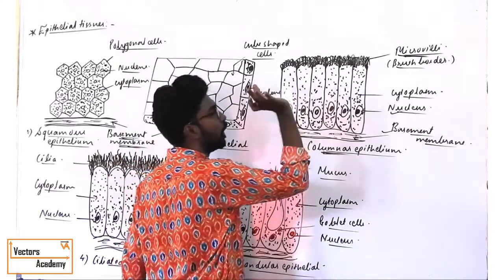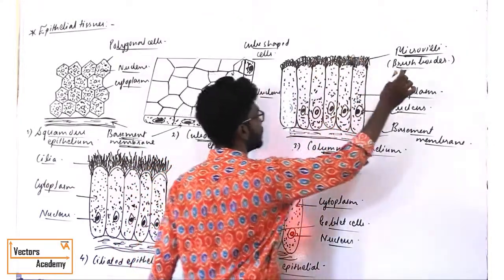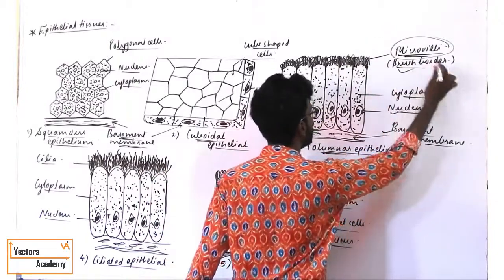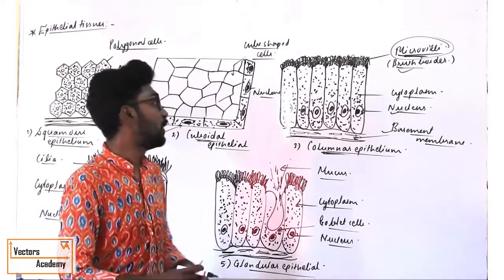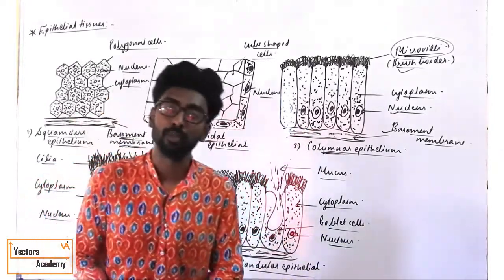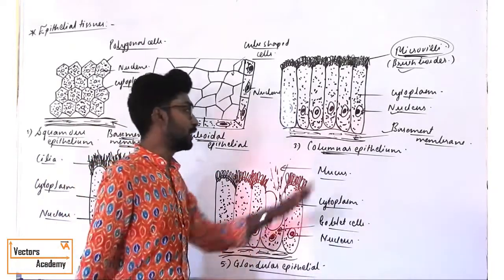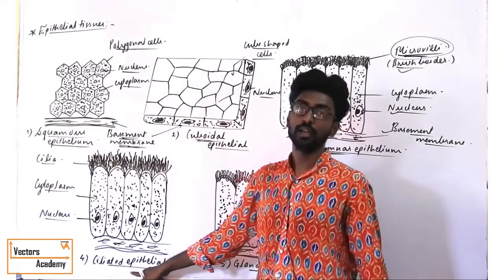So the cells are tall and pillar-like. The anterior end is broader, the posterior end is narrower. The anterior end contains microvilli or brush border to increase the surface area for absorption. And the last point, what would be the function? It increases the surface area for maximum absorption. Clear? Okay. Next one is ciliated epithelial tissue.